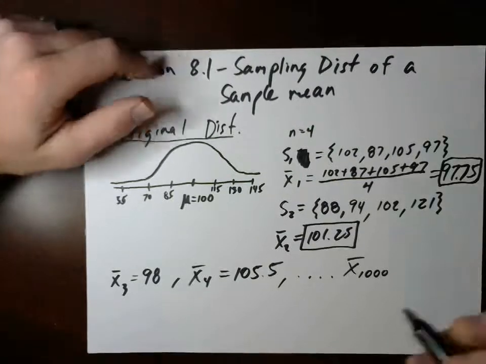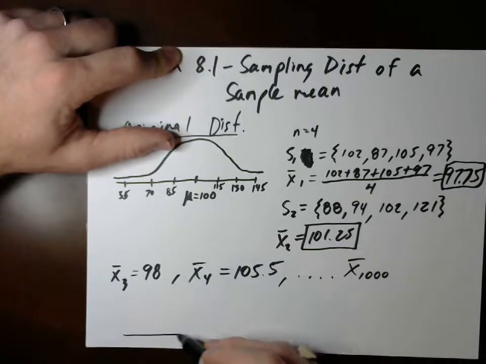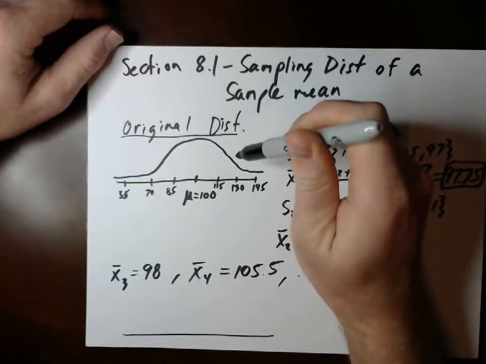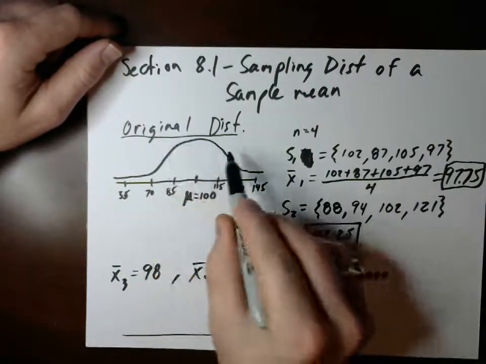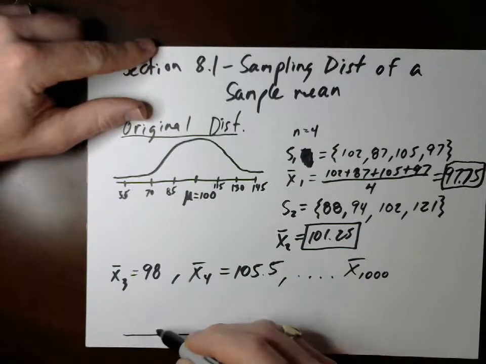So what we'll notice is the shape of this distribution will be skinnier than the original distribution that we gathered our samples of n equals 4 from. It will be slightly skinnier.